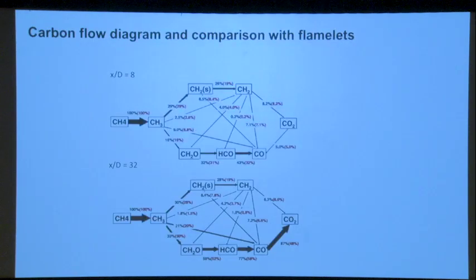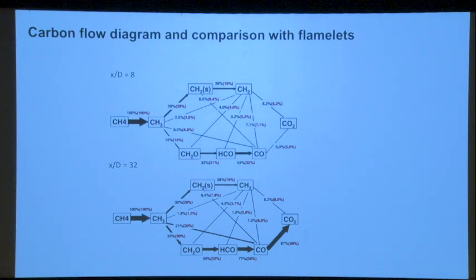So if we look at the carbon flow diagram, again, in the near field and in the far field, and we compare it with the laminar flame solutions, we find that in the near field, there's this progression from methane, which is oxidized by radicals OH and O to form methyl radical, and then down the C1 chain, we get species like CH2O, formaldehyde, and then formyl radical, and then eventually CO and CO2. And the percentages of the carbon flow are approximated pretty well by the laminar flames, with the exception of CO.